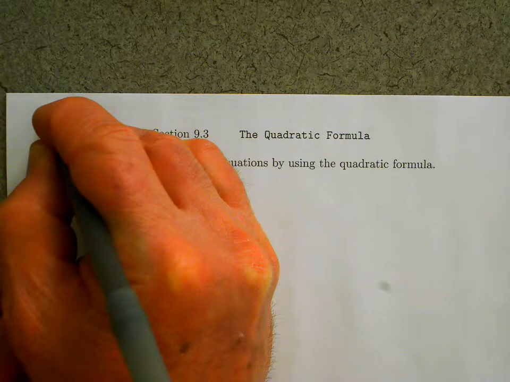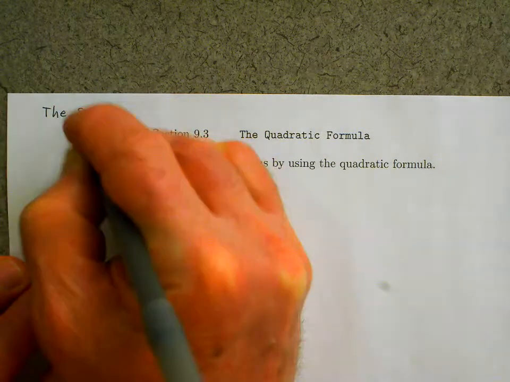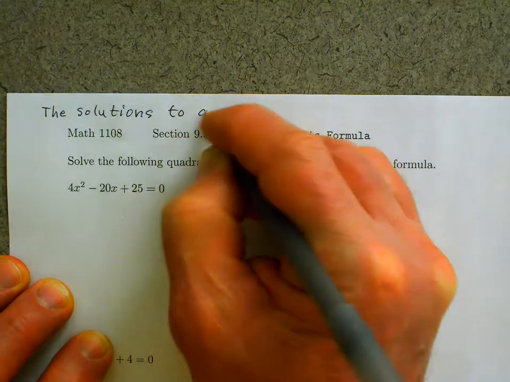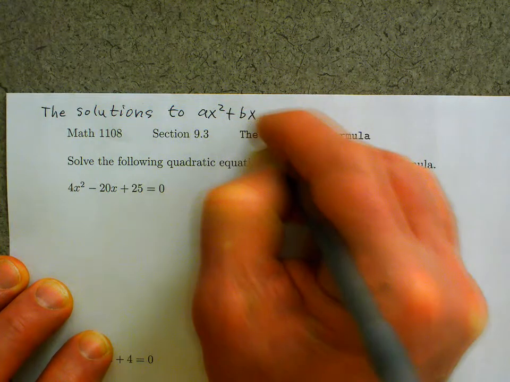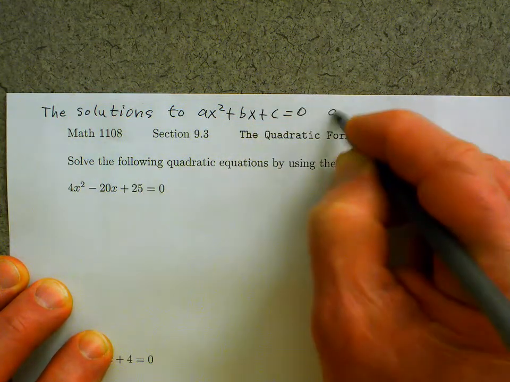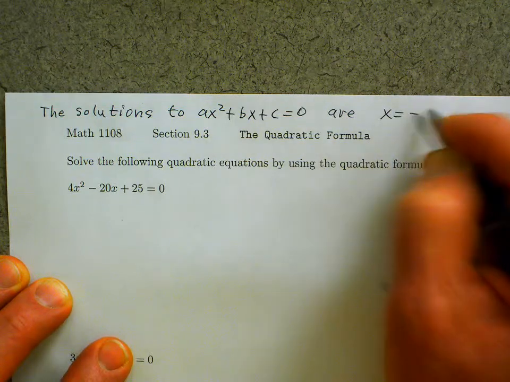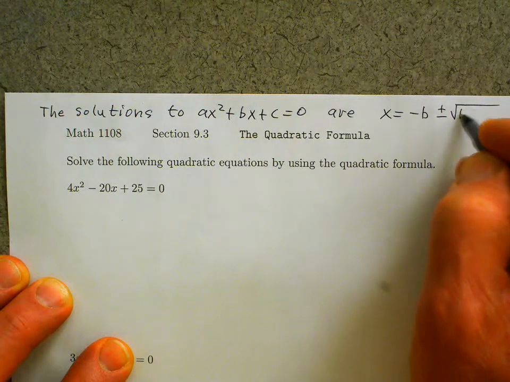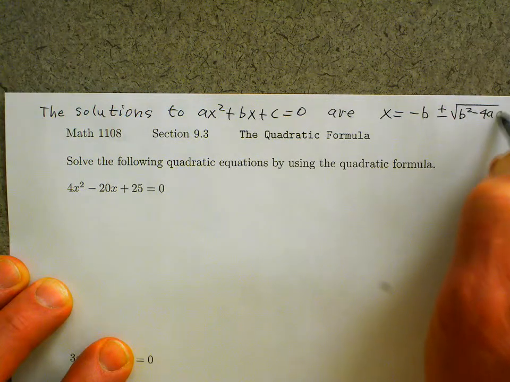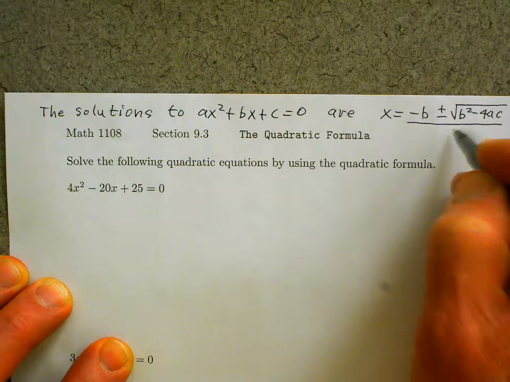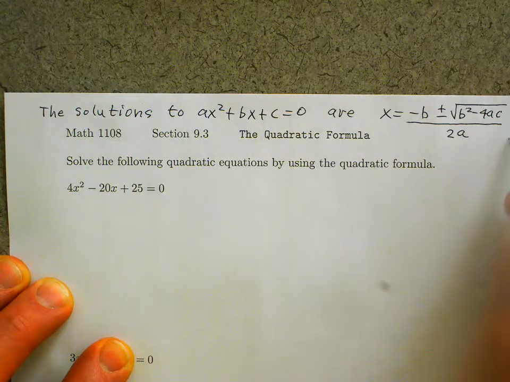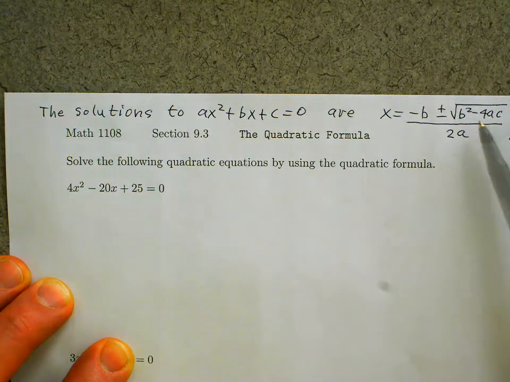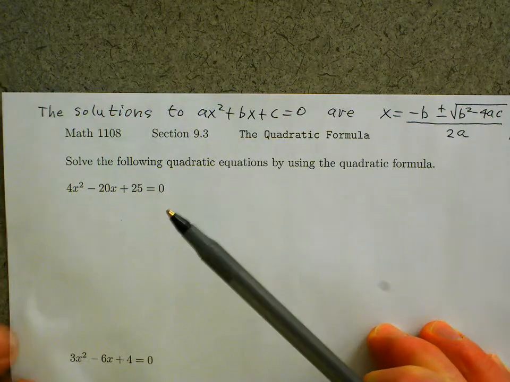So the solutions to ax squared plus bx plus c equals 0 are x equals -b plus and minus the square root of b to the second minus 4ac, all divided by 2 times a. So memorize that perfectly. All it takes is one mistake in your memory to foul everything up.